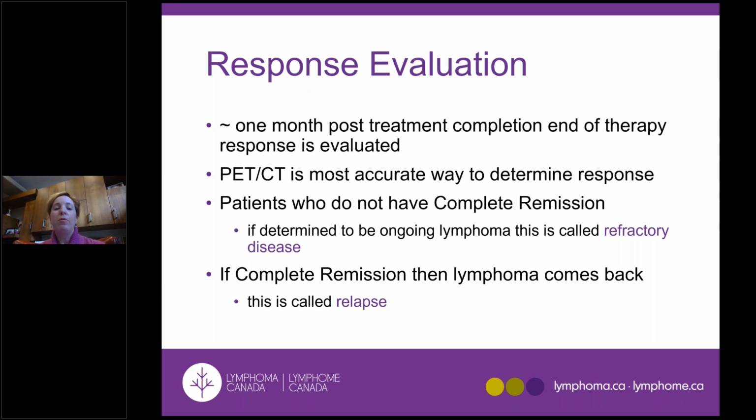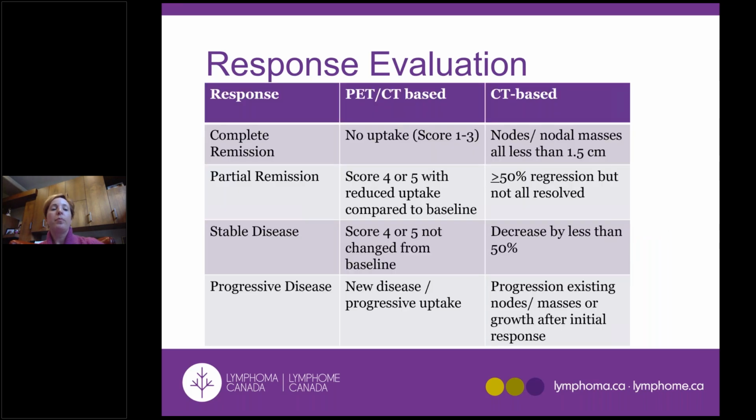People who do not have complete remission, this is often referred to as refractory disease, so it has not gone into a complete remission. If complete remission is obtained, but then later the lymphoma is confirmed to come back, this is called relapse. This table goes over the different types of response and how they're defined. So complete remission is no uptake on PET scan. There is a standardized way that the radiologists score the PET scan, and anything between a score of 1 and 3 is considered to be a complete metabolic response.